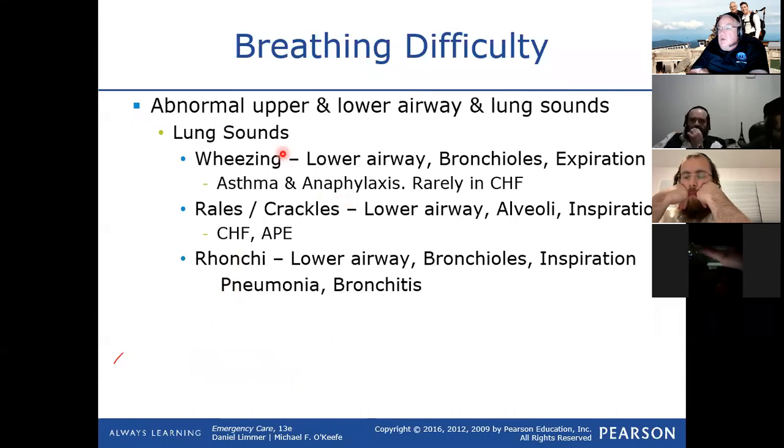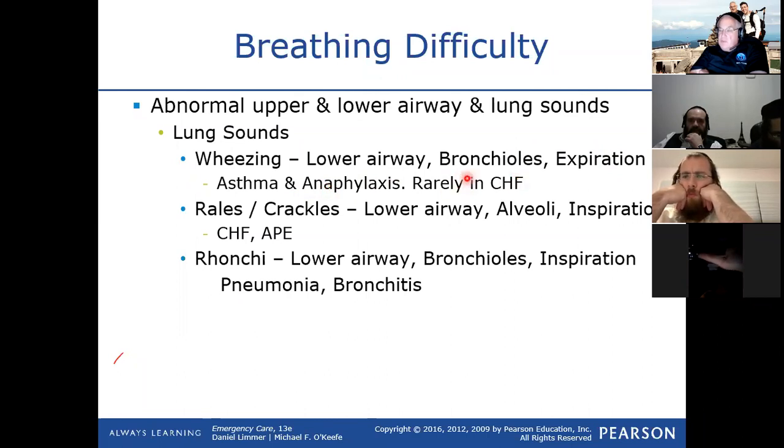Okay, so I put some lung sounds here, right? So wheezing is the lower airway. It's the bronchioles, so the smaller airways. It typically happens on exhalation, and we see it in asthma and anaphylaxis, and very rarely in congestive heart failure.